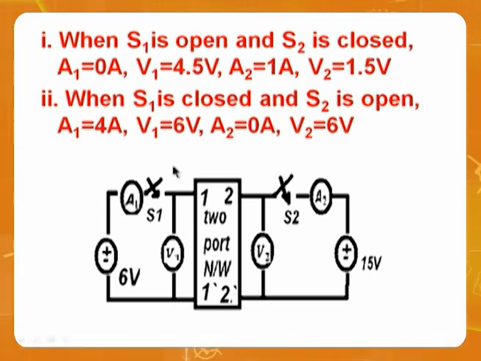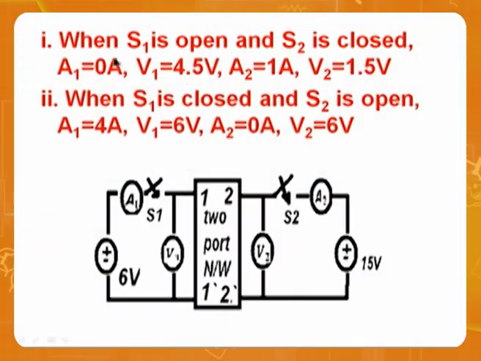If switch 1 is open, that means I1 is 0, so that automatically the current is 0. V1 is 4.5. A2 means I2. V2 is given. So it is just like measurements in the lab. You measure the values and find out what the circuit inside is, or the parameters inside.